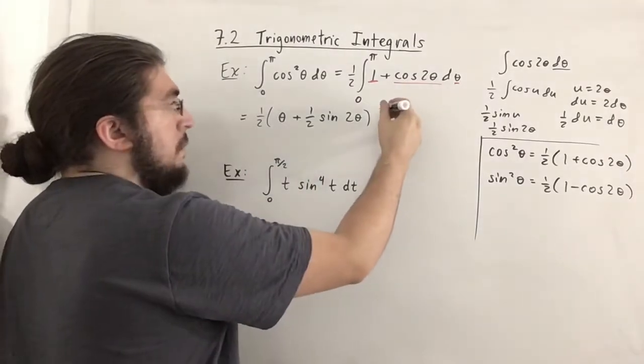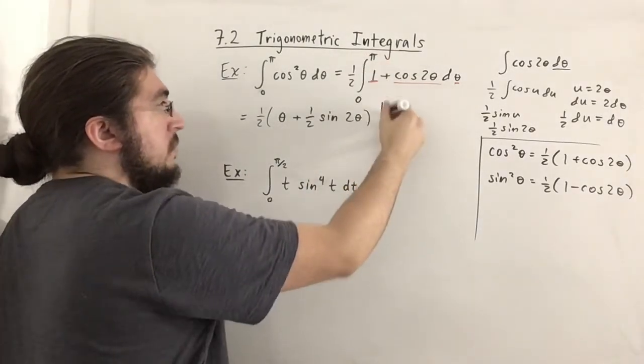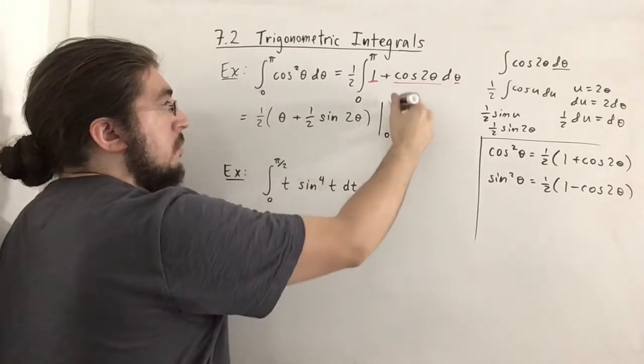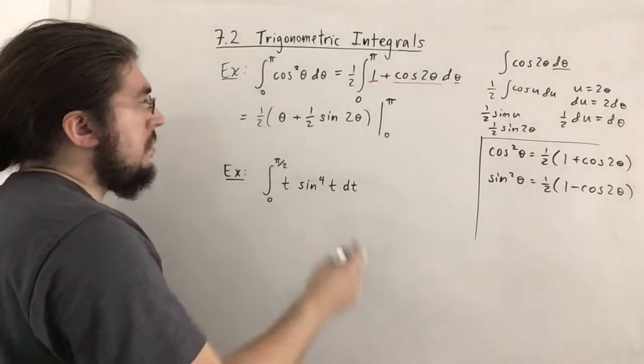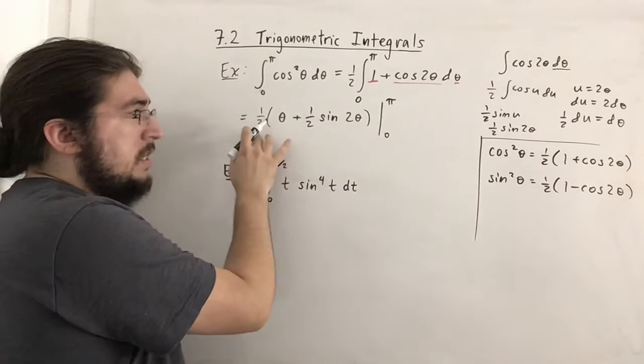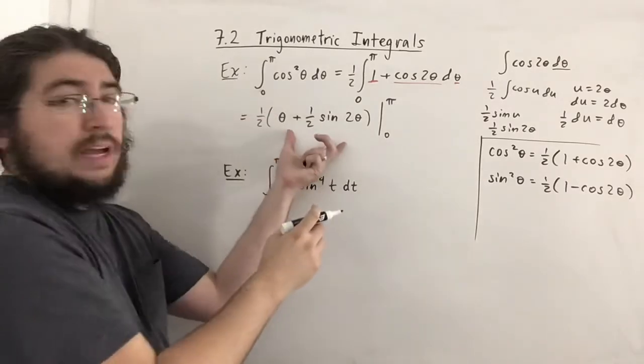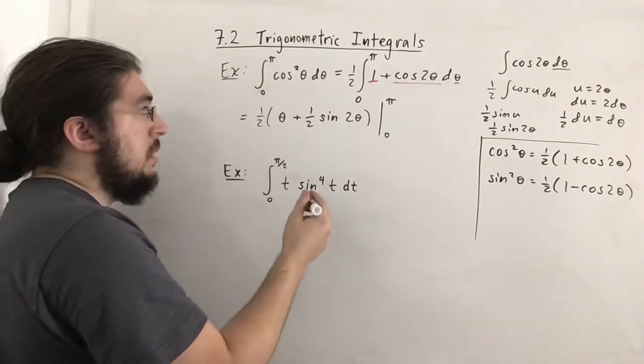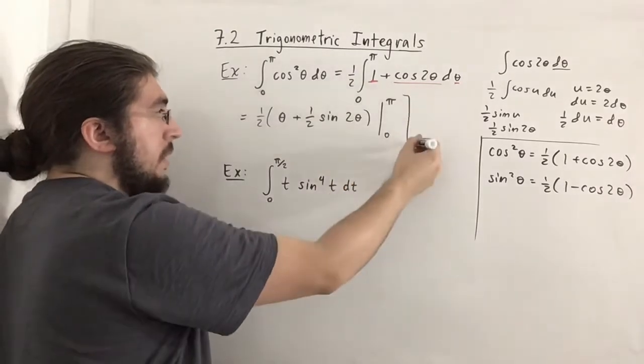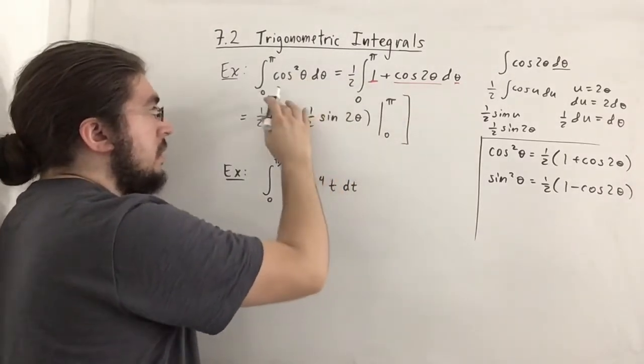So something you can kind of play around with if you'd like, but the idea is there. And then I would write plus c, but this is a definite integral, so we're going to go from 0 to pi, plug things in. So notice since this is a constant multiple, we can actually handle the evaluation first and then just multiply that result by 1/2. So really I can write it like this, if you like.